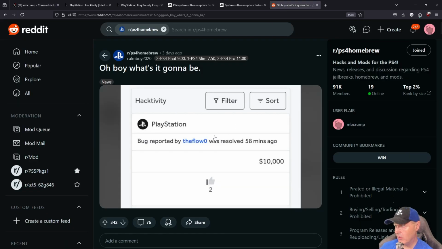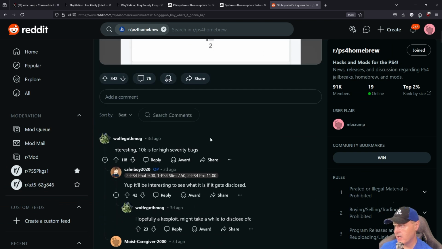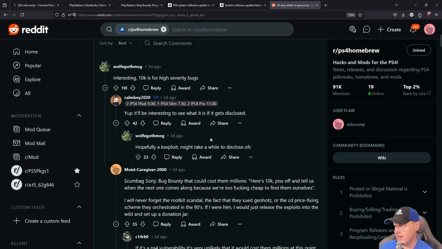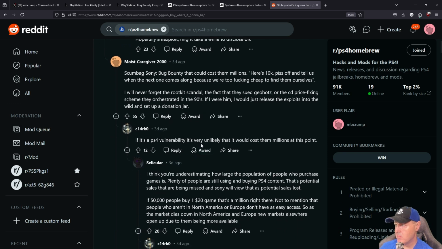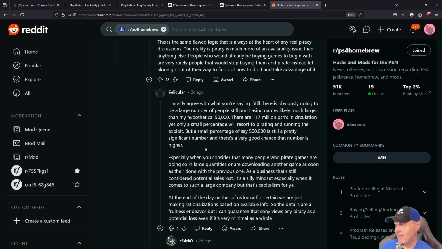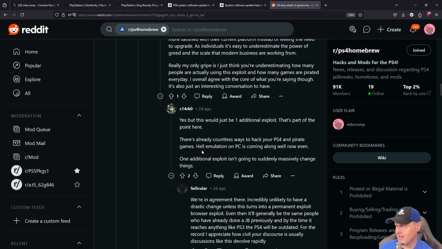Now, jumping back over here to the Reddit thread, where folks said, interesting, 10K is for high severity bugs, which is exactly what I just pointed out a moment ago. And here is the message referring to bug bounties that cost them millions. You know, here's 10,000. Yeah, and when the next one comes along, because we're too cheap to find them ourselves. So definitely some interesting viewpoints in there about the 10K bounty.